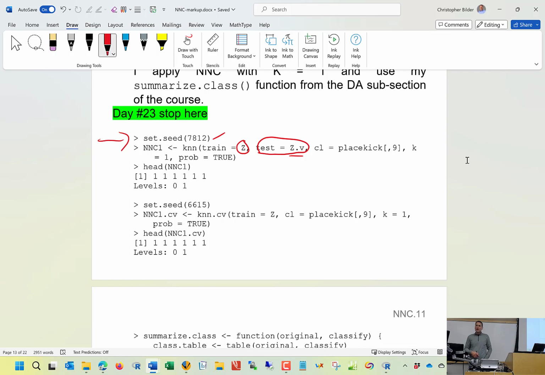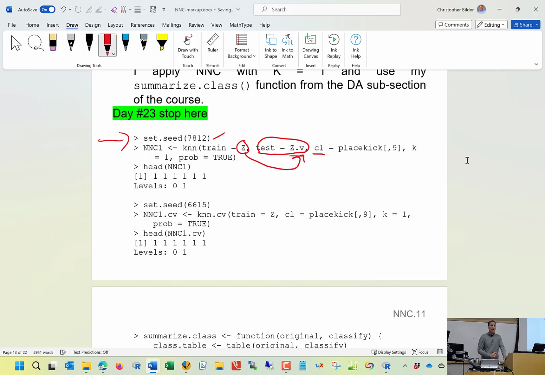So notice that we had used previously KNN to do resubstitution, but we're now using this with a validation data set. If I would have put Z into the test argument, which is what essentially we did before, then that would be fully resubstitution. But here, I have this separate data set that I want to try it out on. So that's why we're using KNN this way.